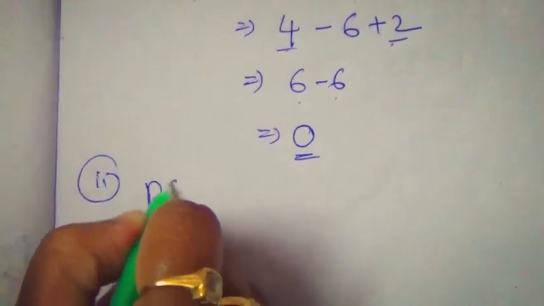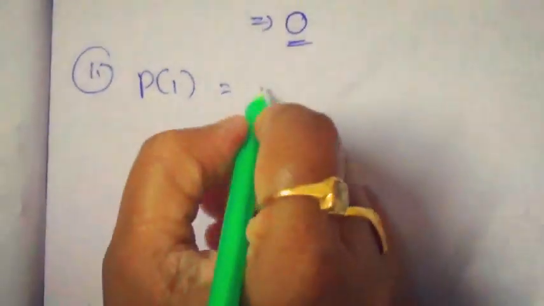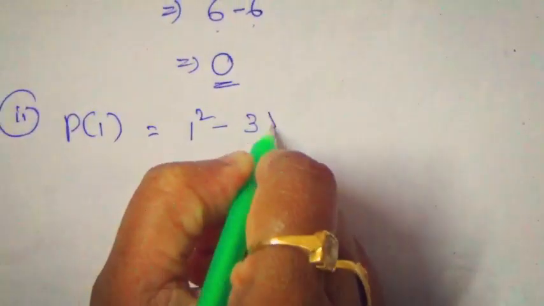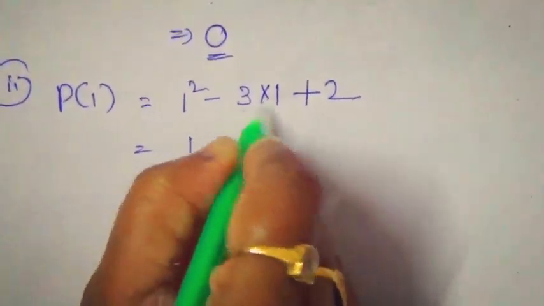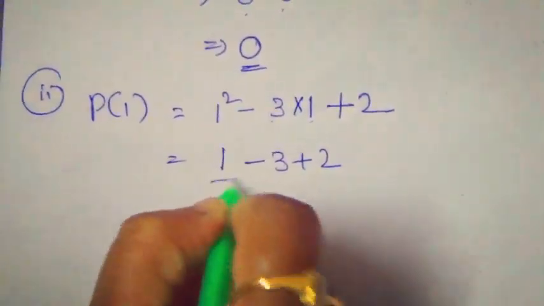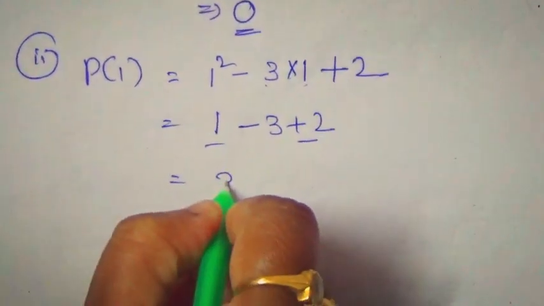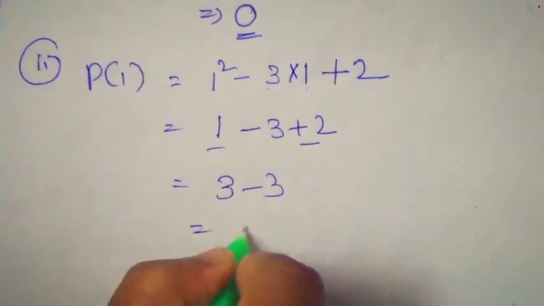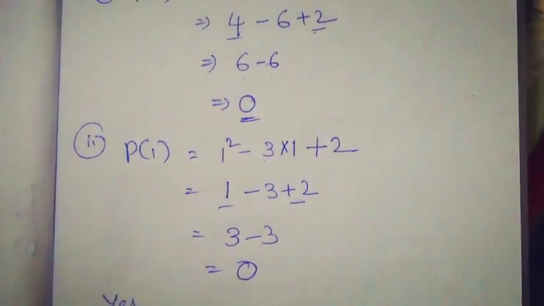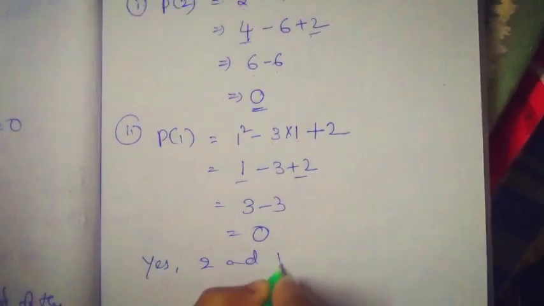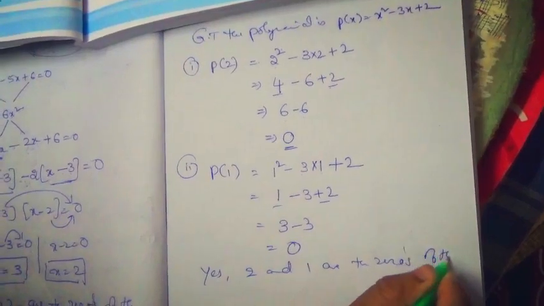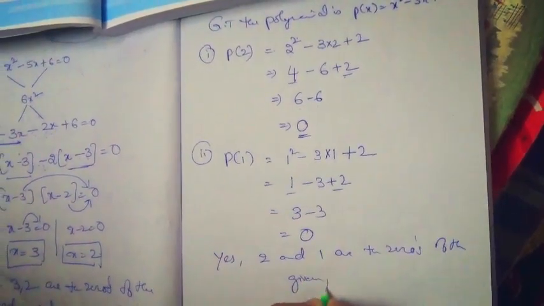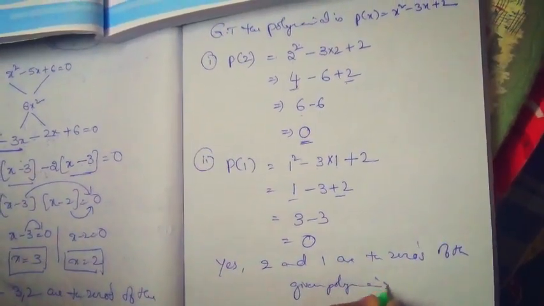Second, p of 1 we have to check. So 1 square minus 3 into 1 plus 2. So 1 square means 1, 3 ones 3, plus 2. These two are positive numbers. Hence 1 plus 2, 3, minus 3, that is equal to 0. Yes, 2 and 1 are the zeros of the given polynomial. That's it.